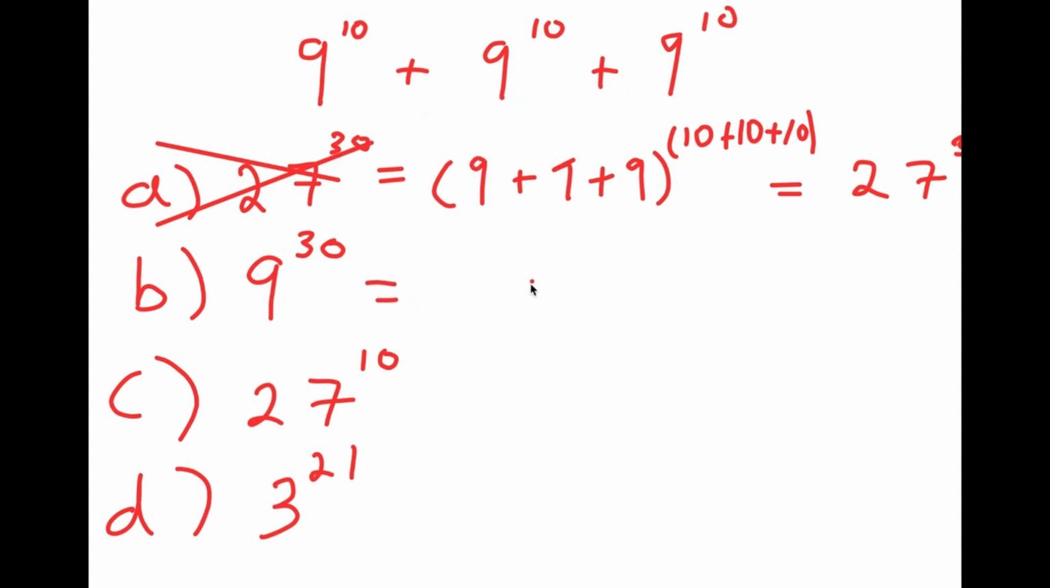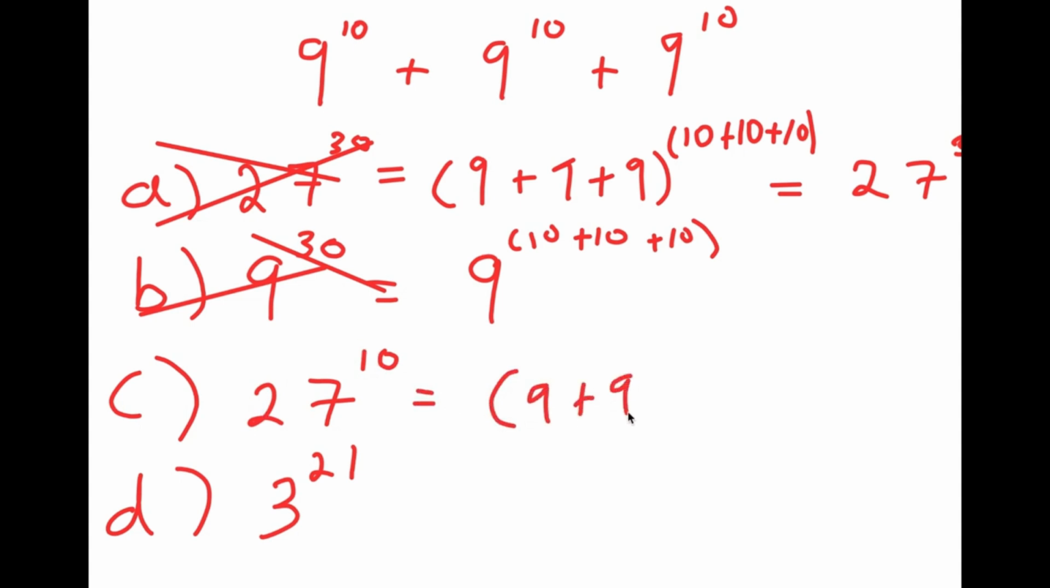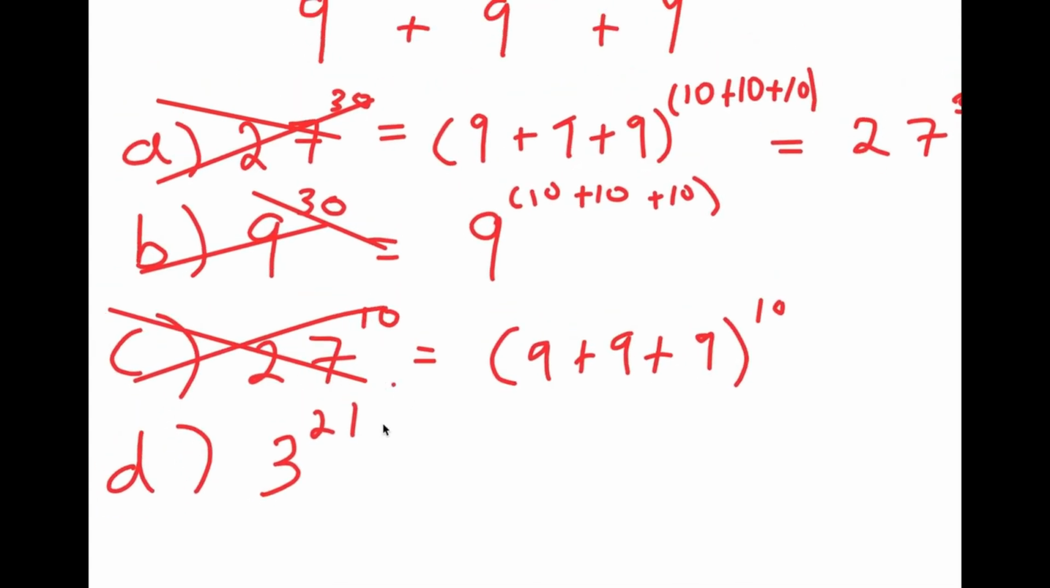So now going from here, 9 to the power of 30 was likely gotten by keeping the base the same and then adding the exponents. And this again is wrong because this is not the right way to add exponents. Now we have 27 to the power of 10, and this was gotten from adding the bases, but keeping the exponent the same. And this, again, is wrong as well. That's not how you add exponents. Now, 3 to the power of 21, which is by process of elimination the right answer, we're going to see how they got this.